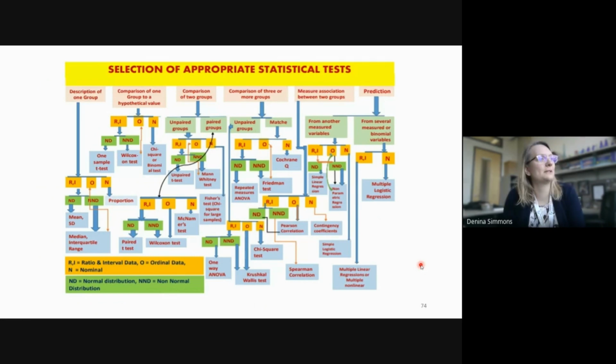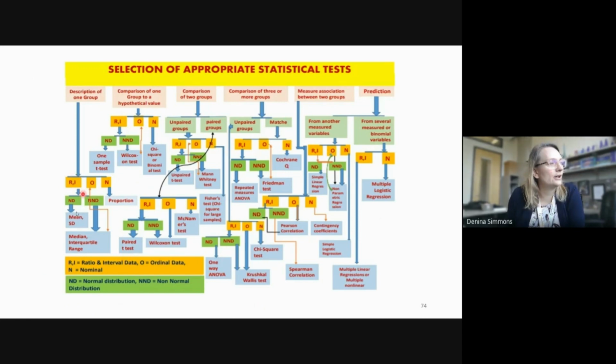This one is a more complicated version of what I just said, but it has way more tests in it. And it's sort of like a flow chart. So you pick what kind of test you want to do. Do you want to predict? Do you want to measure the association between 2 groups, like if there's a relationship? Do you want to compare 3 or more groups? Do you want to compare 2 groups? Do you want to compare 1 group to a hypothetical value? Or do you want to just describe the groups? And then you can go through these sort of decision trees and find yourself at a particular test, which is in the light blue, that you can conduct.